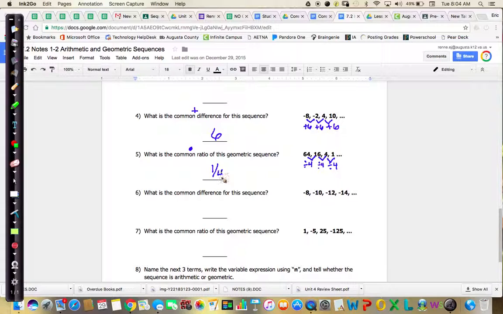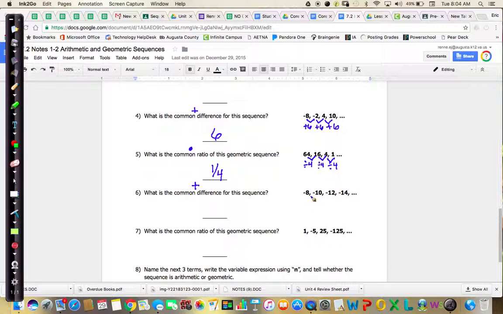Now notice I didn't write times because multiplication is in the definition. The common ratio says the number we are multiplying by, so I just write 1/4. Okay, number 6, this is what is the common difference for this sequence? So we know common difference is the number we are adding.